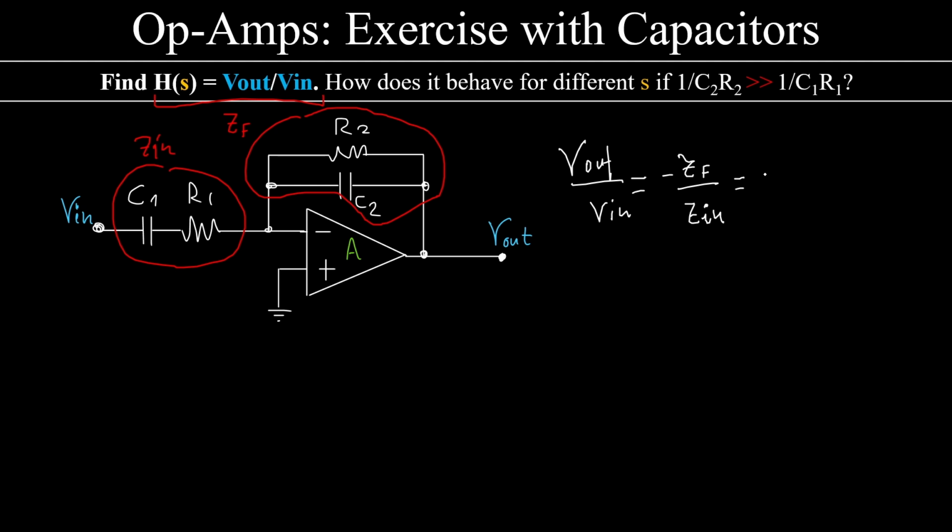Now, how much is ZF? R2 in parallel to C2. How much is Z in? C1 plus R1 in series. Now the impedance of the capacitor is 1 over CS. In this example, C2 and this C1. So we go ahead and try to find a good expression.